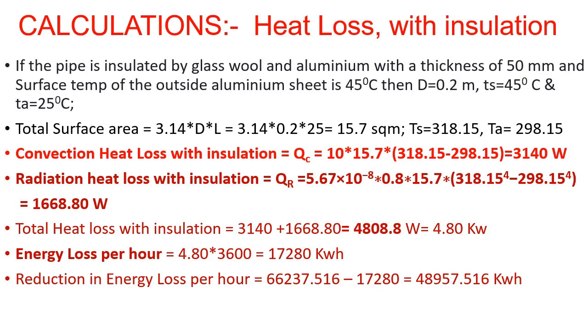The radiation heat loss with insulation, using the Stefan-Boltzmann constant, would come out to be 1668.80 watts. So the total heat loss with insulation combined would come to 4808.8 watts, or you can say 4.80 kW. Now the energy loss per hour would be multiplied by 3600, so that would come out to be 37,280 kilowatt hours. So we can calculate the reduction in energy loss per hour, which will be equal to 48,957.516 kilowatt hours.